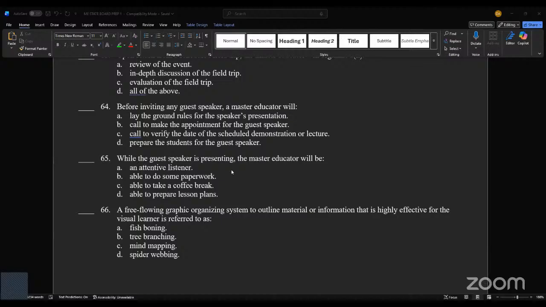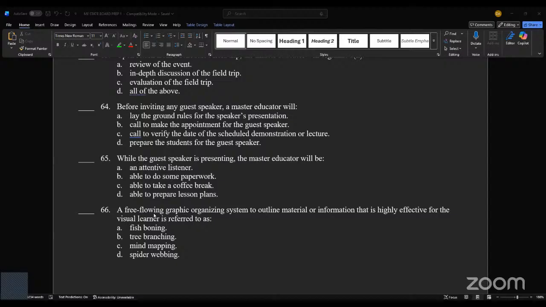All right. So 65 is A, attentive listener. I don't want you to go do your paperwork. Don't go do anything else. When the students, they definitely know you're not there, they'll do whatever. So please be there with your guest speaker. You're going to prep them, tell them what to do, and you're also going to be attentive as well.